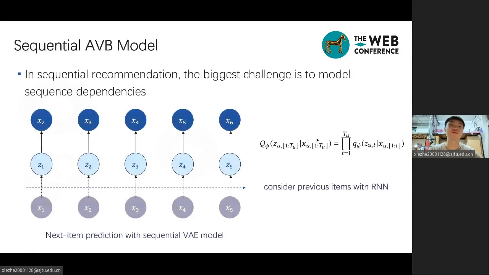And now we come to our sequential model. In normal recommender systems which use normal autoencoders, a latent variable at time step t only corresponds to the item at time step t. But in our sequential model, a latent variable at time step t corresponds to the previous items from time step 1 to time step t. So the approximate posterior distribution can be factorized like this. And this is the sequential model for predicting the next item.